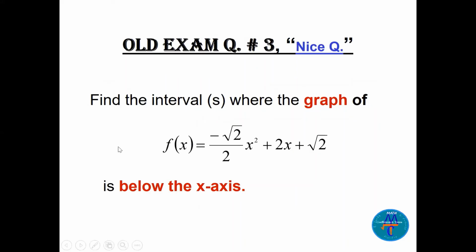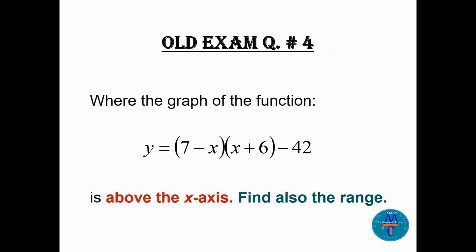We need the interval or intervals where the graph of this function is below the x-axis. See, we have f of x equals minus square root of 2 over 2 x squared plus 2x plus square root of 2. That's a quadratic function. Where the graph is below the x-axis, please try it. Now, where the graph is above the x-axis, find also the range.